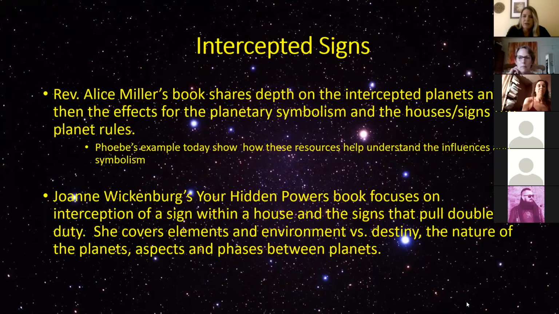Joanne Wickenberg's Your Hidden Powers book has the intercepted signs, but also retrograde planets, so half the book is on intercepted signs, and it focuses on the sign within a house and the signs that pull double duty, as you'll see in the example. And she covers the elements, environments versus destiny, and the natural symbolism of planets, aspects, and phases between the planets. So these are great resources to consider for deeper exploration.